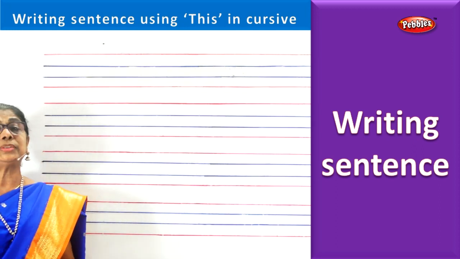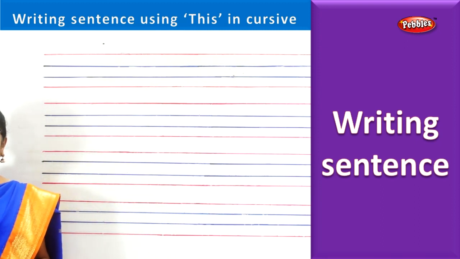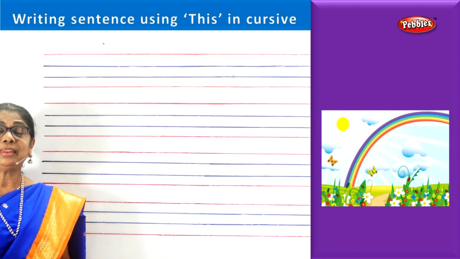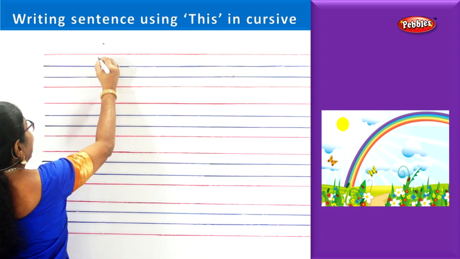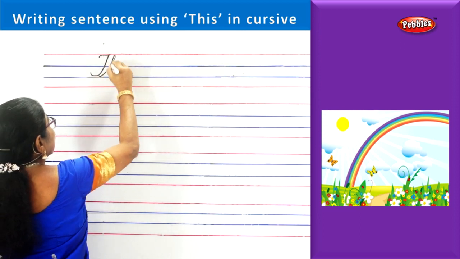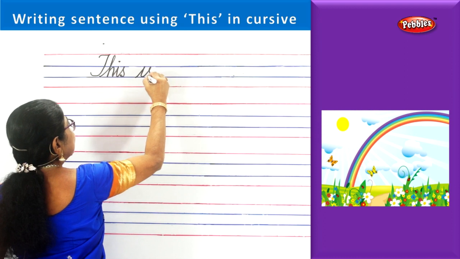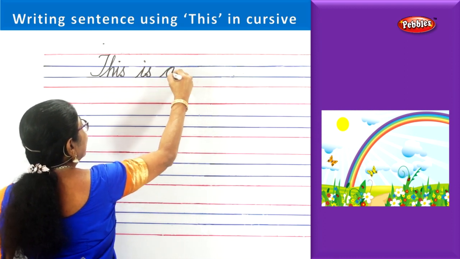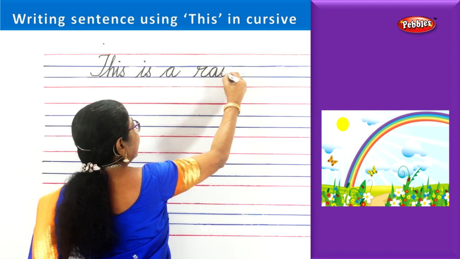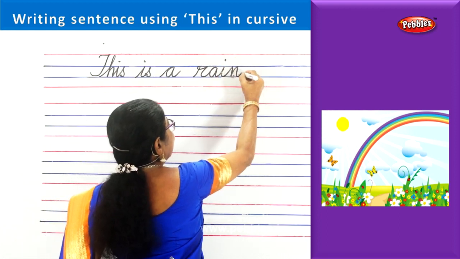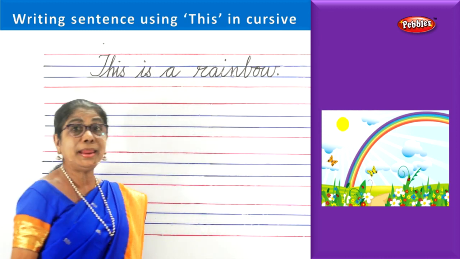Now, there are a lot of things you see in the sky. Tell me, after the rain, what do you see in the sky? And beautiful colors on it. Rainbow. So how will you write? This is a rainbow. Shall we write? Yes. This is a rainbow. R A I N B O W. This is a rainbow.